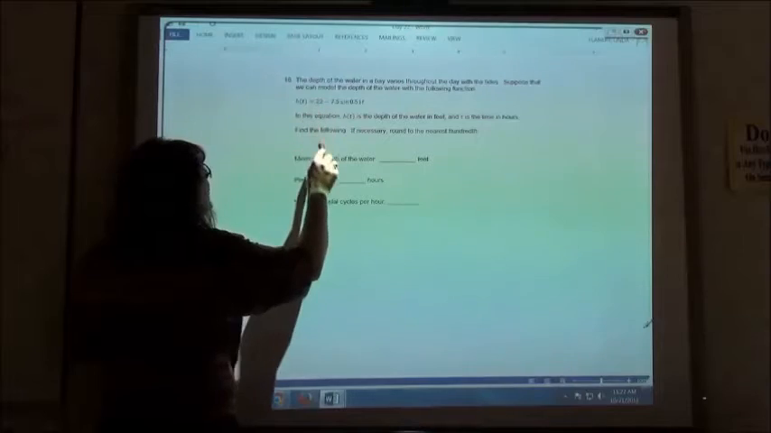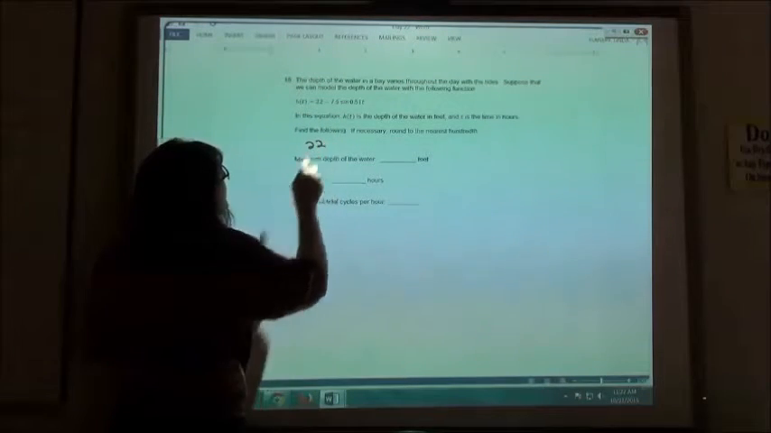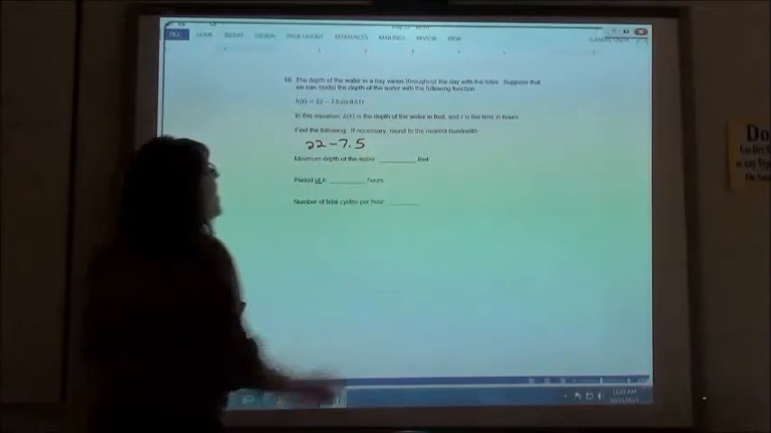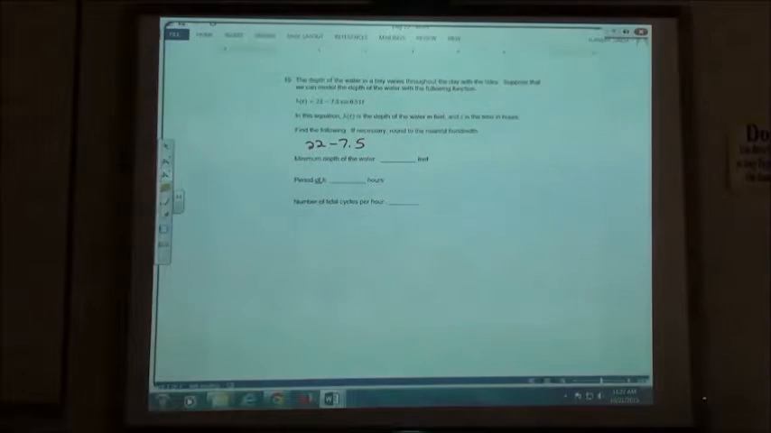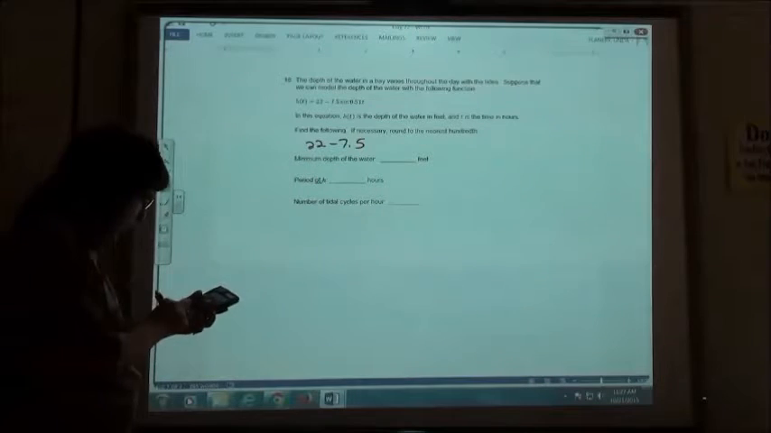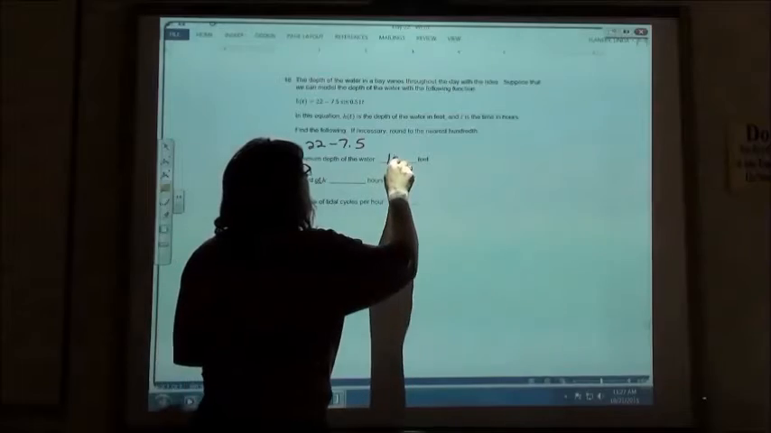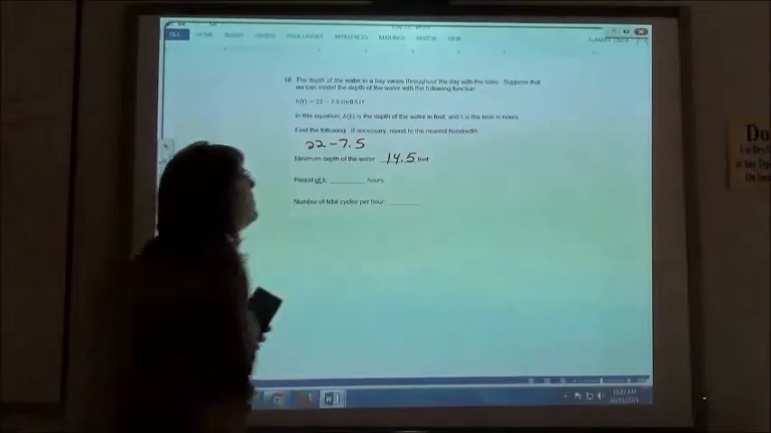So I'm starting at 22 feet, but I'm going to go down 7.5 because of my amplitude, right? My cycle goes up and down, up and down. So if I take 22 minus 7.5, 14.5 feet would be my minimum depth.